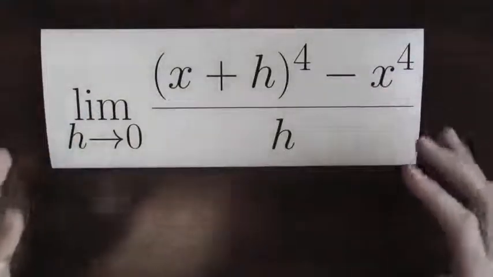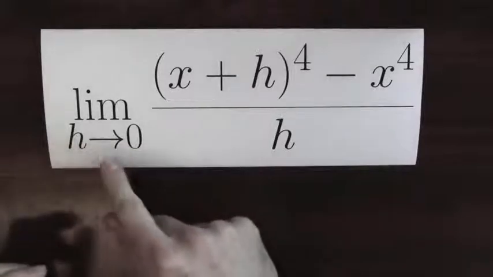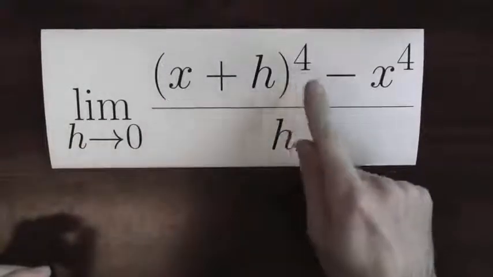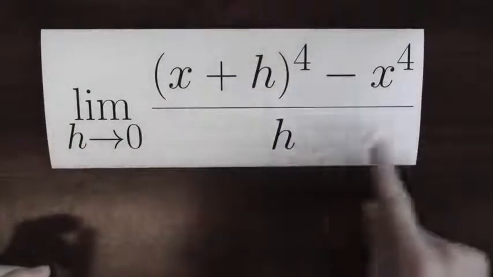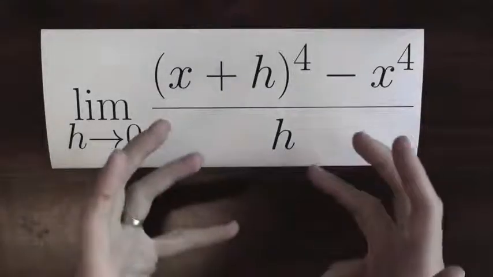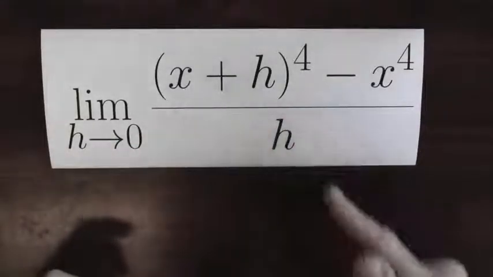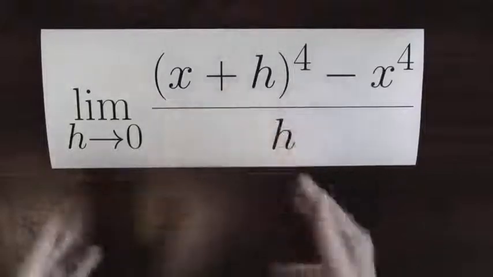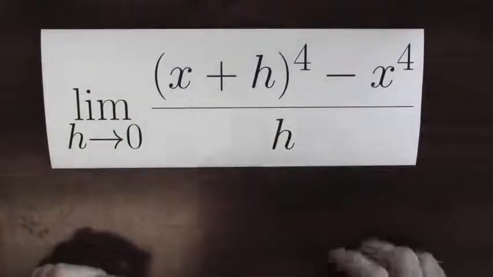So let's proceed directly. I want to compute the limit as h approaches 0 of x plus h to the 4th minus x to the 4th over h. What is this computing? This is the limit of the difference quotient. This is the derivative of x to the 4th at the point x. Now to proceed, I'm first going to make this a little bit smaller, since it's a bit too big to work with. This is the limit I'm trying to calculate.